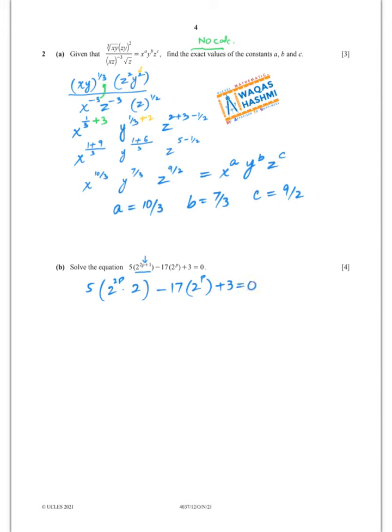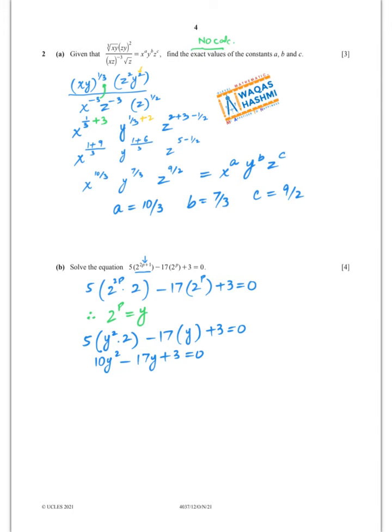Alright. Now we are going to make a supposition here. We are going to say that 2 to the power p is equal to y. Whenever we have 2 power p, we are going to place that y here. So it will be 2 power 2p, which means y square times 2, minus 17 times 2 power p, that is y, plus 3 is equal to 0. If you multiply, it will be 10y square minus 17y plus 3 is equal to 0.